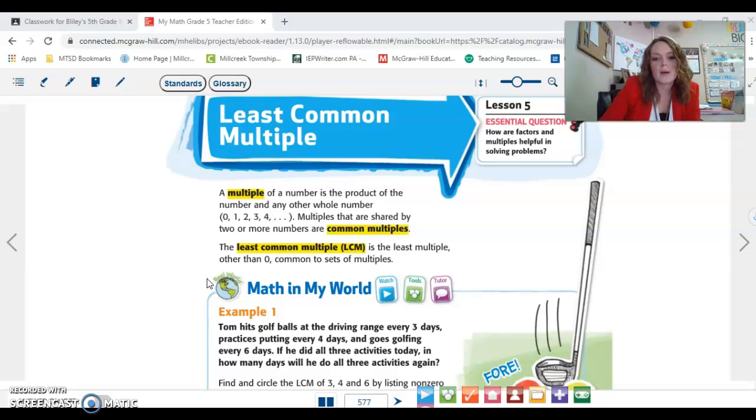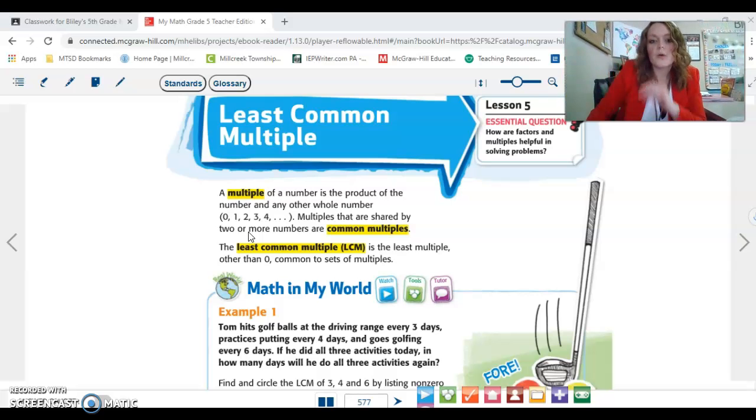A multiple is the product of a number and any other whole number. So 1, 2, 3, 4, 5, and it keeps going. Multiples shared by two or more numbers are called common multiples. So remember, last week we were working with greatest common factor. We have common multiples. Last week we had common factors.